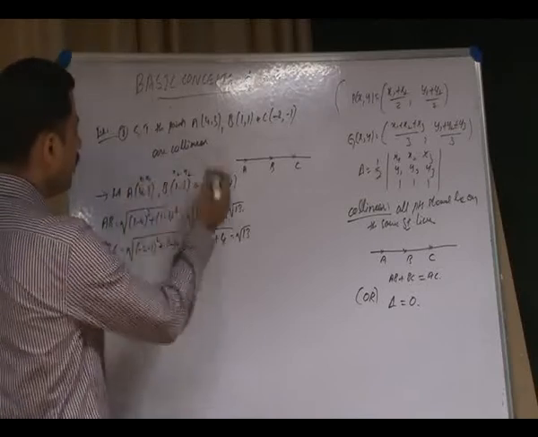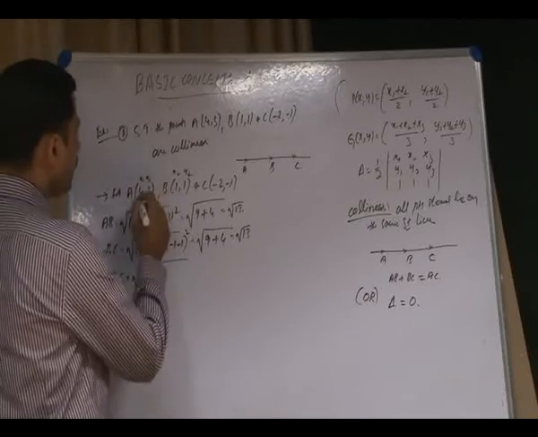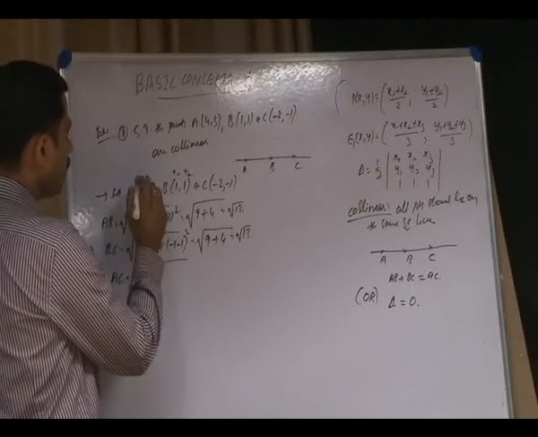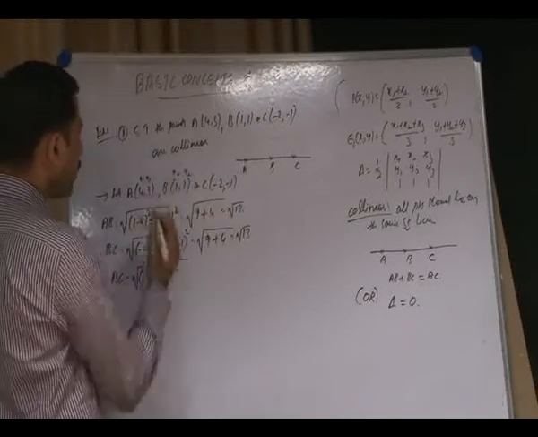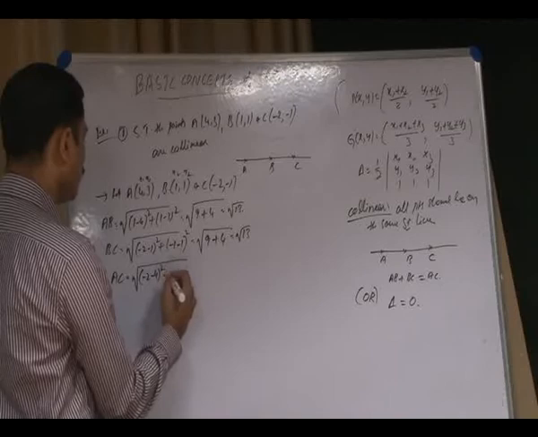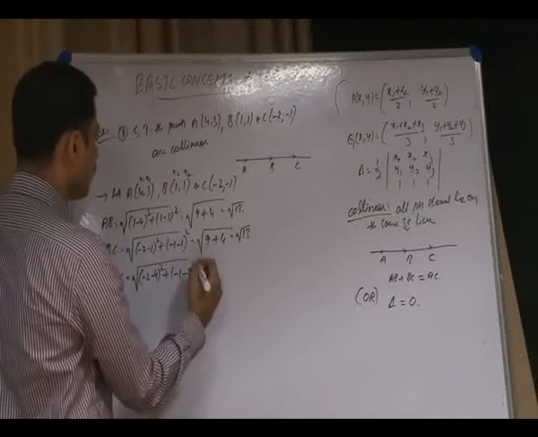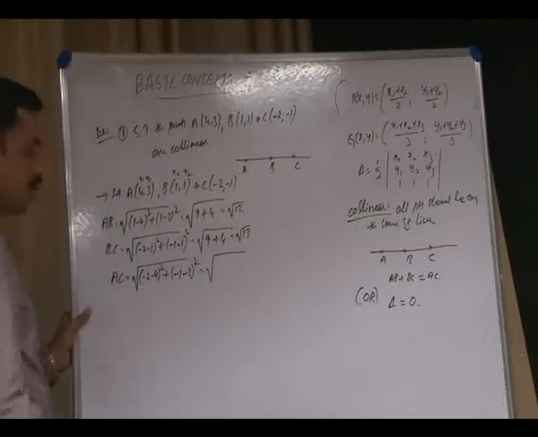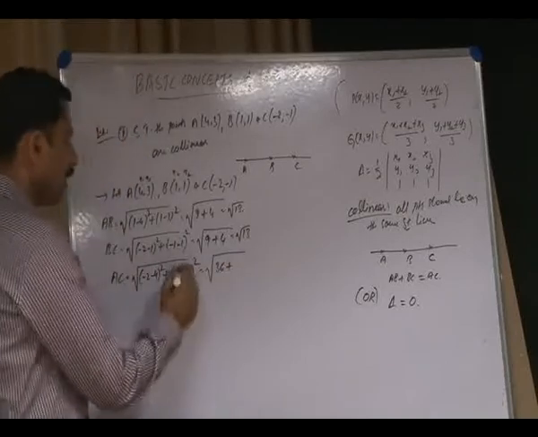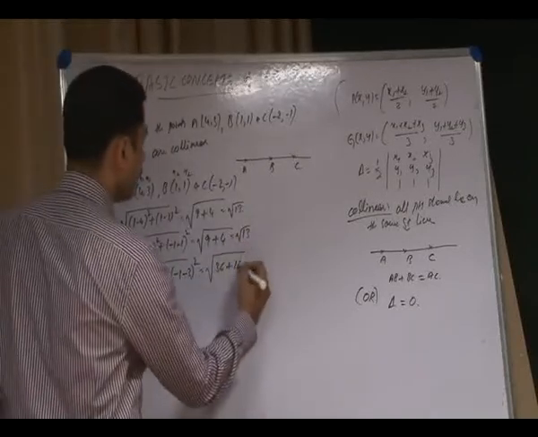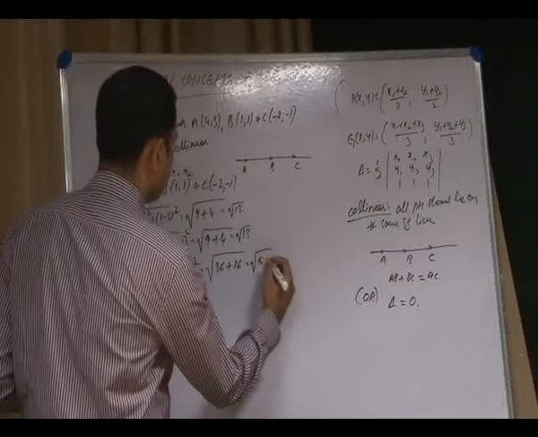Next, I will calculate the distance AC here. So, AC is equal to the square root of x, where A is the first point and C is the second point, with coordinates x1, y1 and x2, y2. According to the distance formula, x2 minus x1, that is minus 2 minus 4 whole square, plus y2 minus y1, where y2 is minus 1 and y1 is 3, so minus 3 whole square. That is equal to the square root of minus 6 whole square, which is 36, plus minus 1 minus 3 is minus 4 whole square, which is 16. So, that is equal to the square root of 36 plus 16, which is 52.